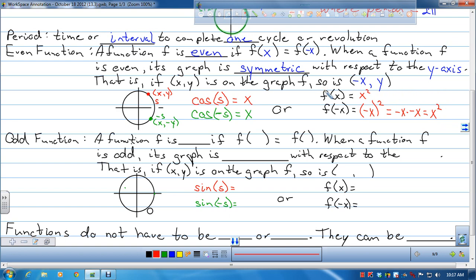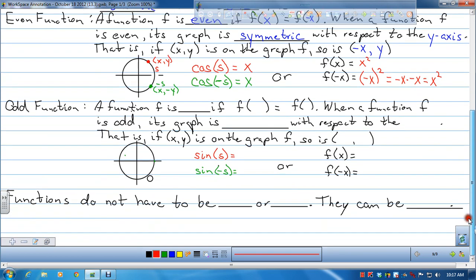Alright, so that's a look at even functions. Now let's take a look at a function that would be odd. A function is odd if f of negative x will then result in the opposite of f of x, or negative f of x. And we'll illustrate the difference here down below.